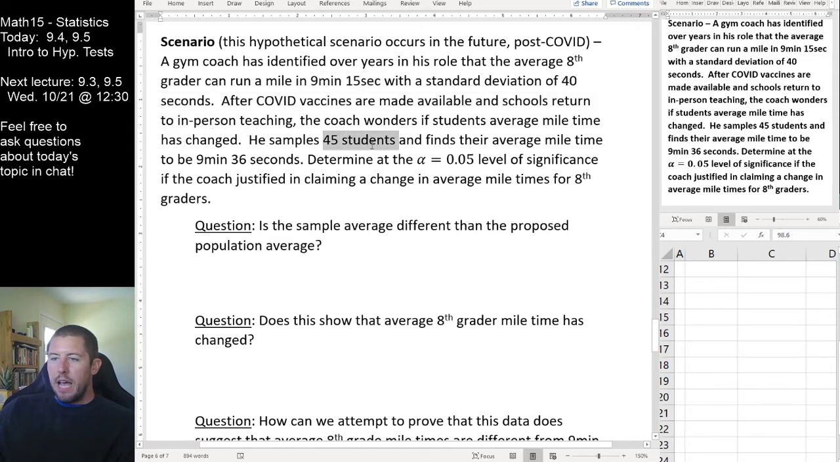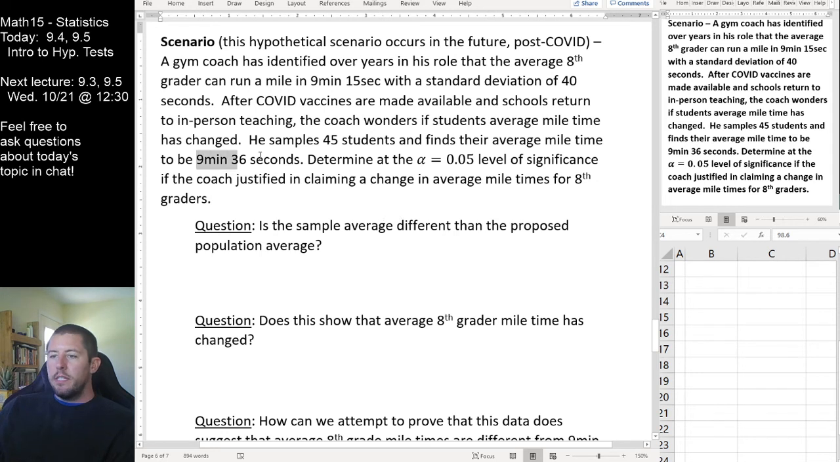We were given a sample size. We were given a sample average from the sample size after returning. And notice in this problem, I am also telling you a level of significance from which we can compare our p-value against. So it's much more typical to be given this in the problem like this. Determine at the alpha equal 0.05 level of significance. Is the coach justified in claiming that the average time has changed for these eighth graders?